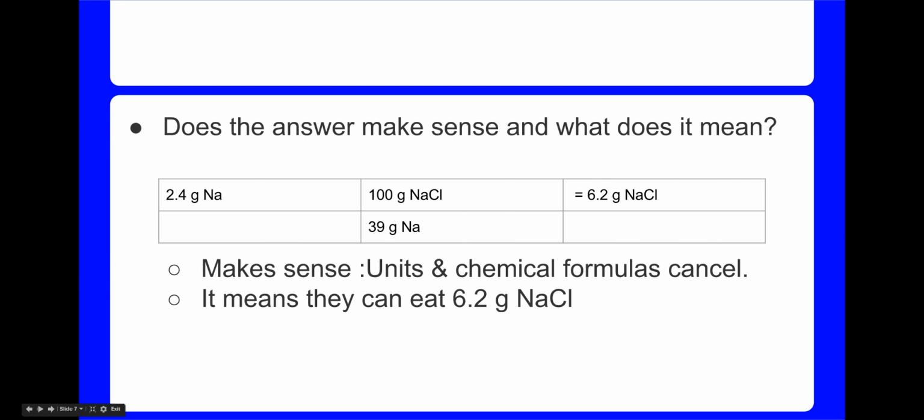So if we start with 2.4 grams of sodium, which is the recommended FDA guideline, and we know there's 39 grams of sodium in 100 grams of sodium chloride, a person can consume 6.2 grams of sodium chloride and remain within the FDA guidelines. Please note that the units and chemical formulas cancel, and notice what the answer means.